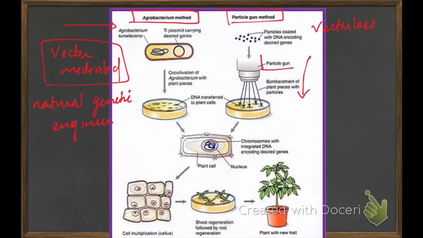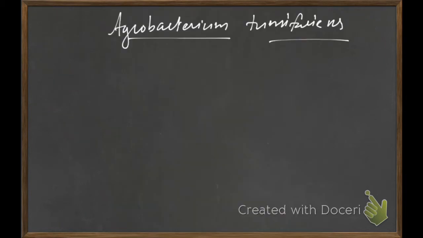In this picture, a particle gun is shown. Particle gun is a gene gun by which we are bombarding the genes onto the cells, and then the genes get integrated with the chromosome, and through plant tissue culture we generate plantlets. In today's class, we are going to discuss the first method in detail, that is Agrobacterium mediated gene transfer.